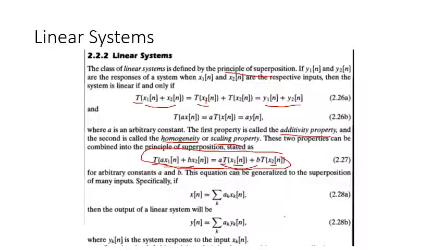Okay, so here you can see that this is input, this is scaling, and this is our overall input. This equation can be generalized to the superposition. These are all the additions. Then the output: if there is an addition at the input, there is addition at the output. Here y_k[n] is the system response to the input this.